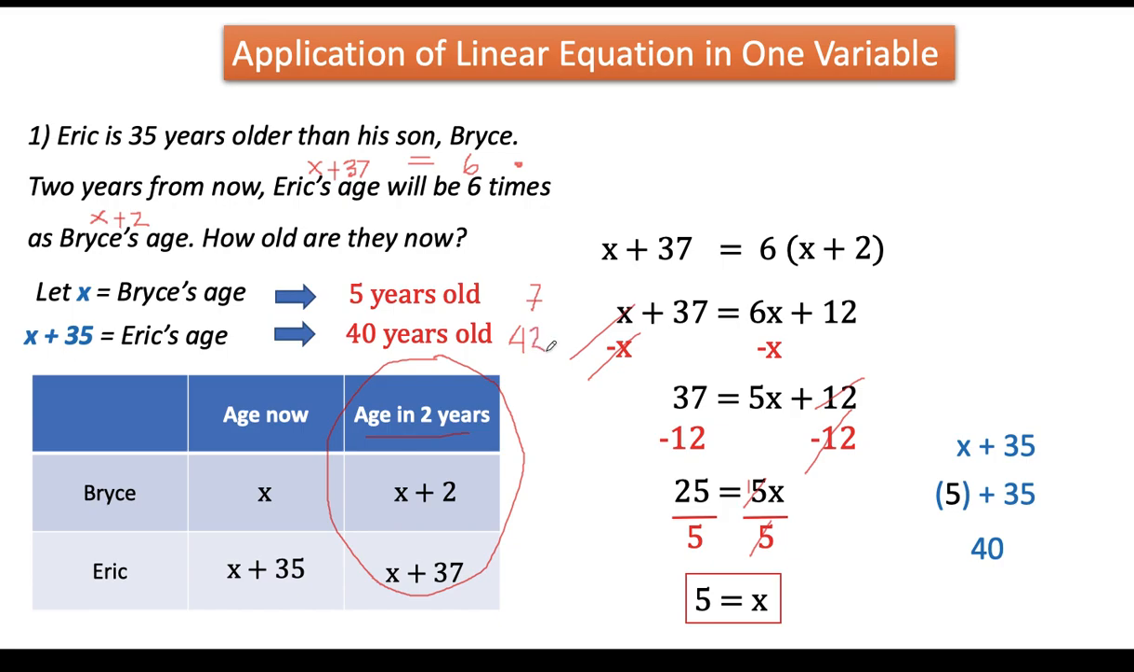Okay, so let's see. Is it true that Eric's age is 6 times his son's? Yes, because 6 times 7 is 42. So since it satisfies our first and second sentences, therefore, these are the answers to our given problem number 1.